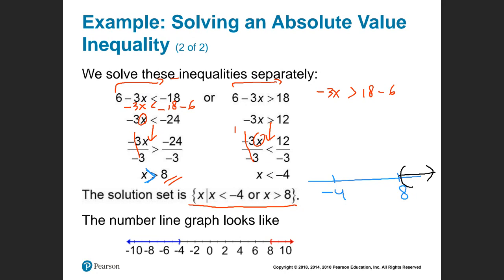Okay, now another one, x less than negative 4. So open, the arrow goes to the left. Just go to the left. So you get the number line graph.